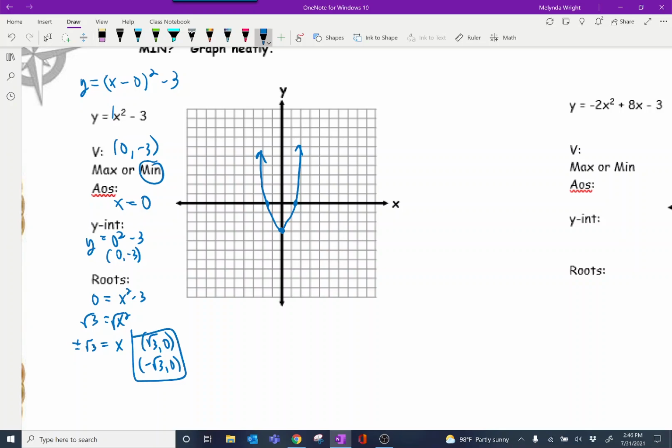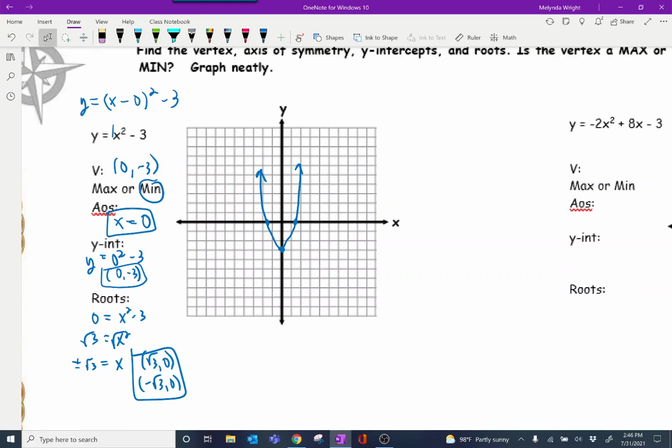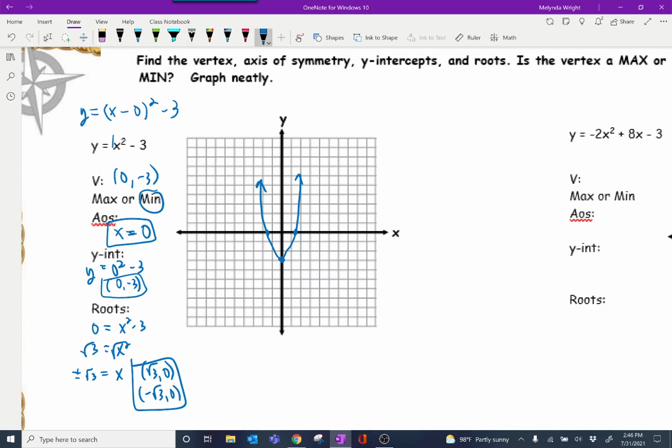So let's see, did we do everything? We've got our roots, we've got our y-intercept, we've got our axis of symmetry. Now please note, axis of symmetry is an equation of a line. You don't just write 0 there. That doesn't mean anything. It could be y equals 0, x equals 0. Axis of symmetry is the equation of the line, and for these types of parabolas, it's always x equals h. All right, good. We're looking good.